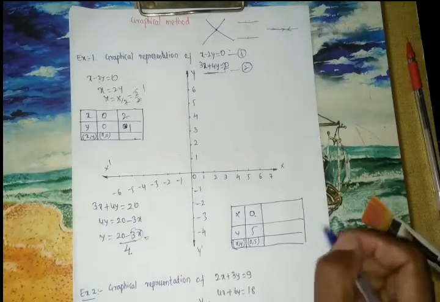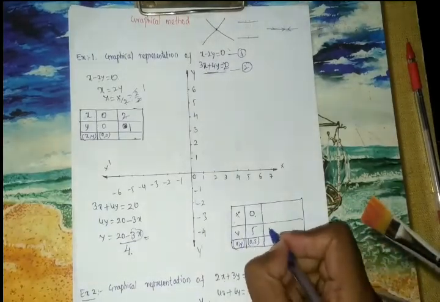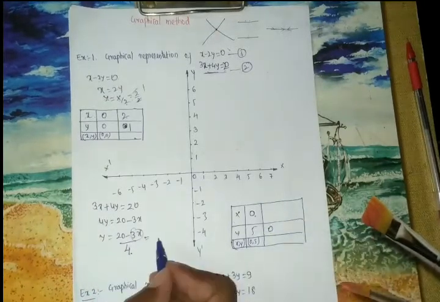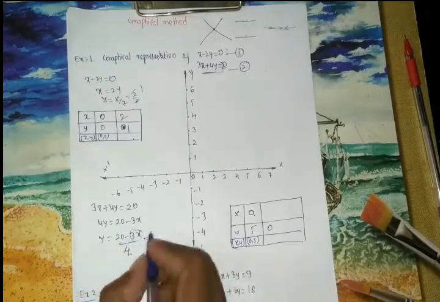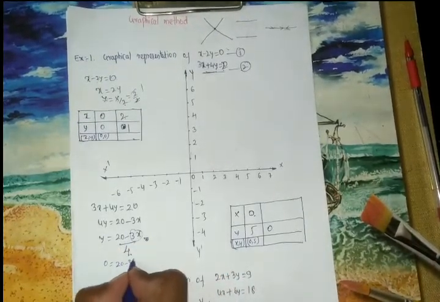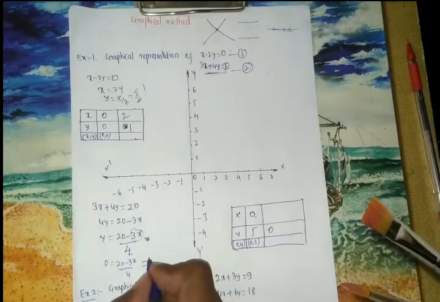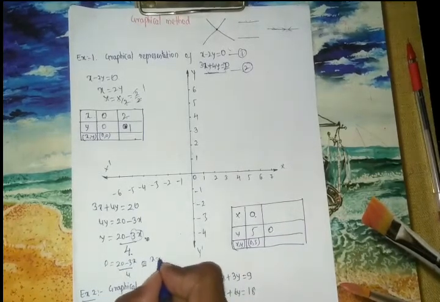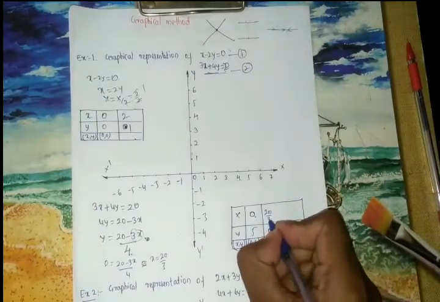Let me put another value, say y as 0. When y is 0, what will I get? Let me try. 0 equals (20 minus 3x) by 4. So x equals 20 by 3. That is what I will get, 20 by 3.